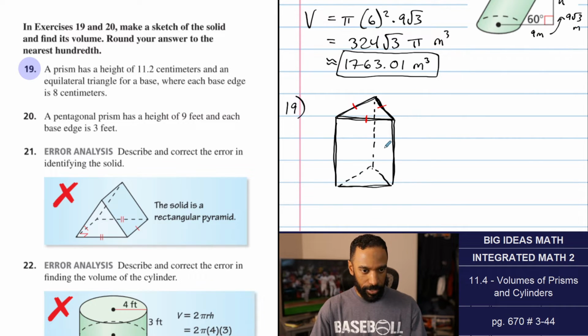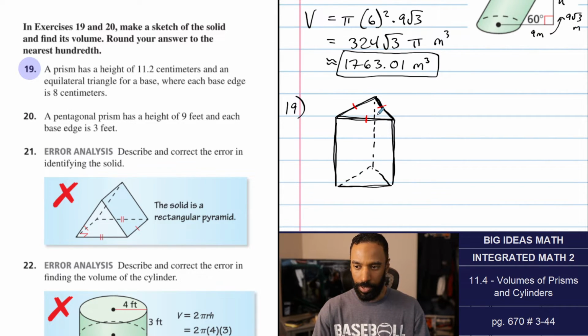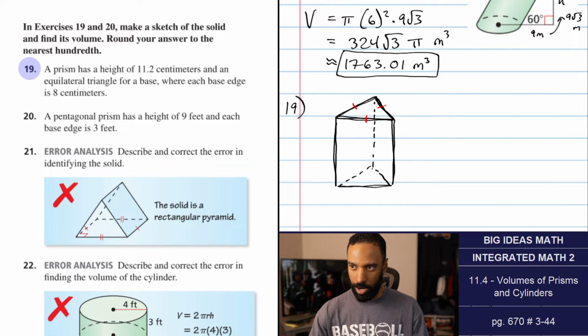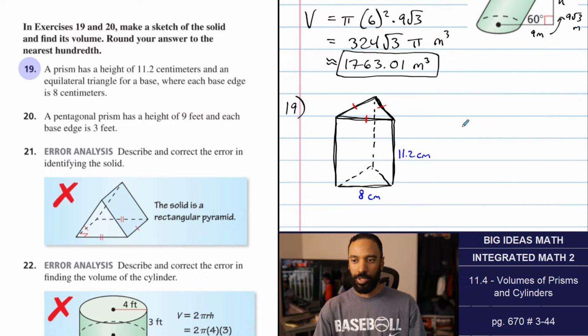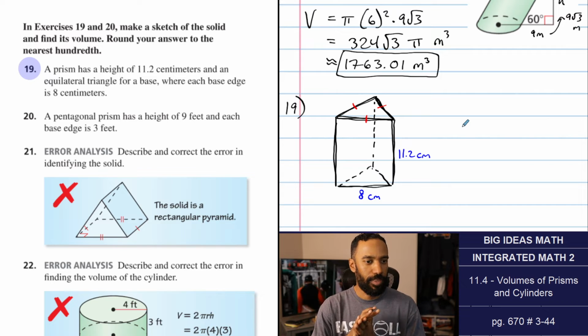So it's a triangular prism. Everything's congruent. All of these lengths are 8 centimeters. The height is 11.2 centimeters. And you need to find the volume.